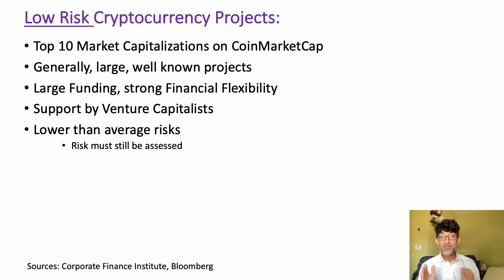But still, you need to assess the risk, because there was a project that I did not like called Terra Luna, which is a huge project, top 10 project, growing rapidly, but they still had huge regulatory and platform risk. Because remember, it was an algorithmic stablecoin, and many observers said that didn't work, and they were right. So this is low risk.